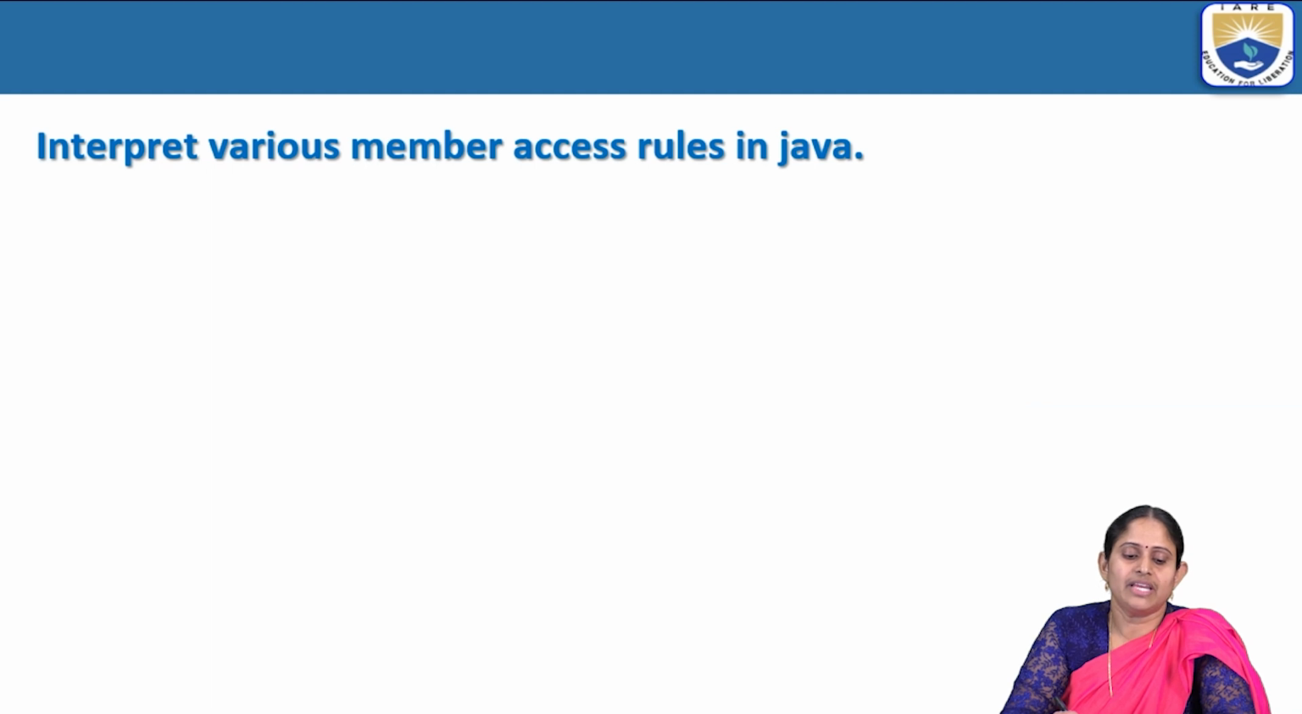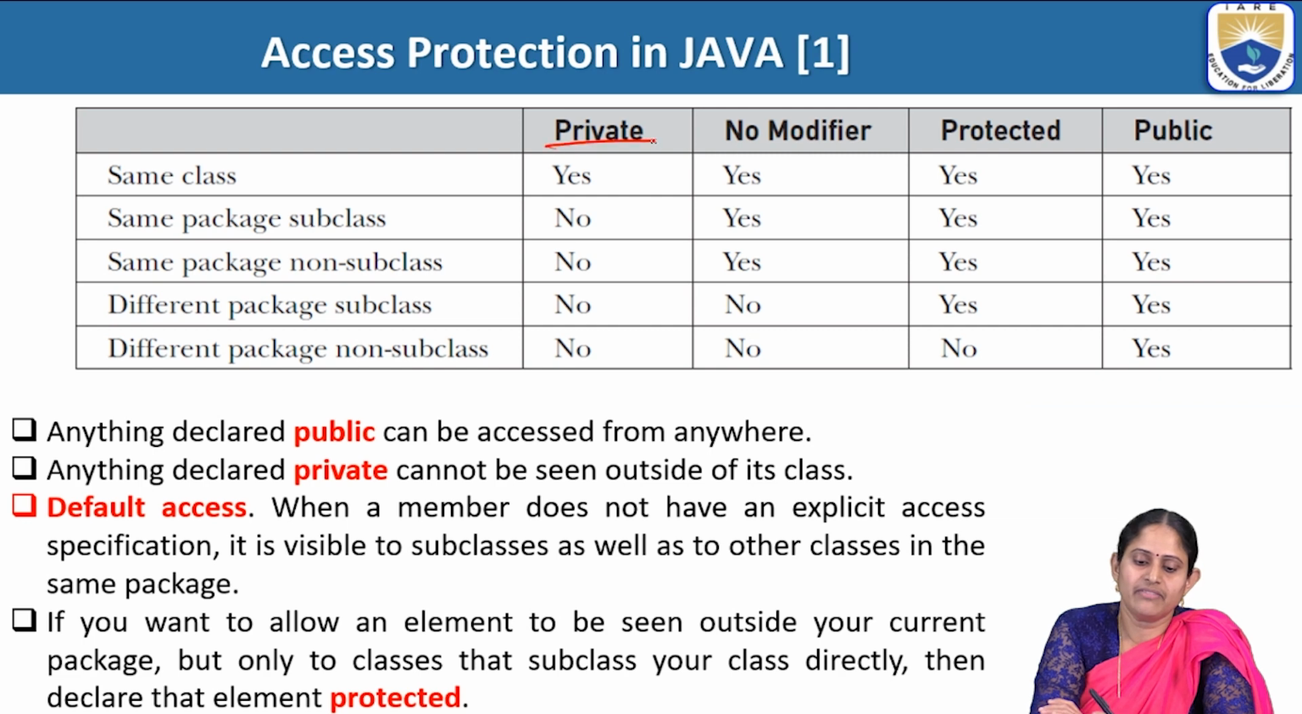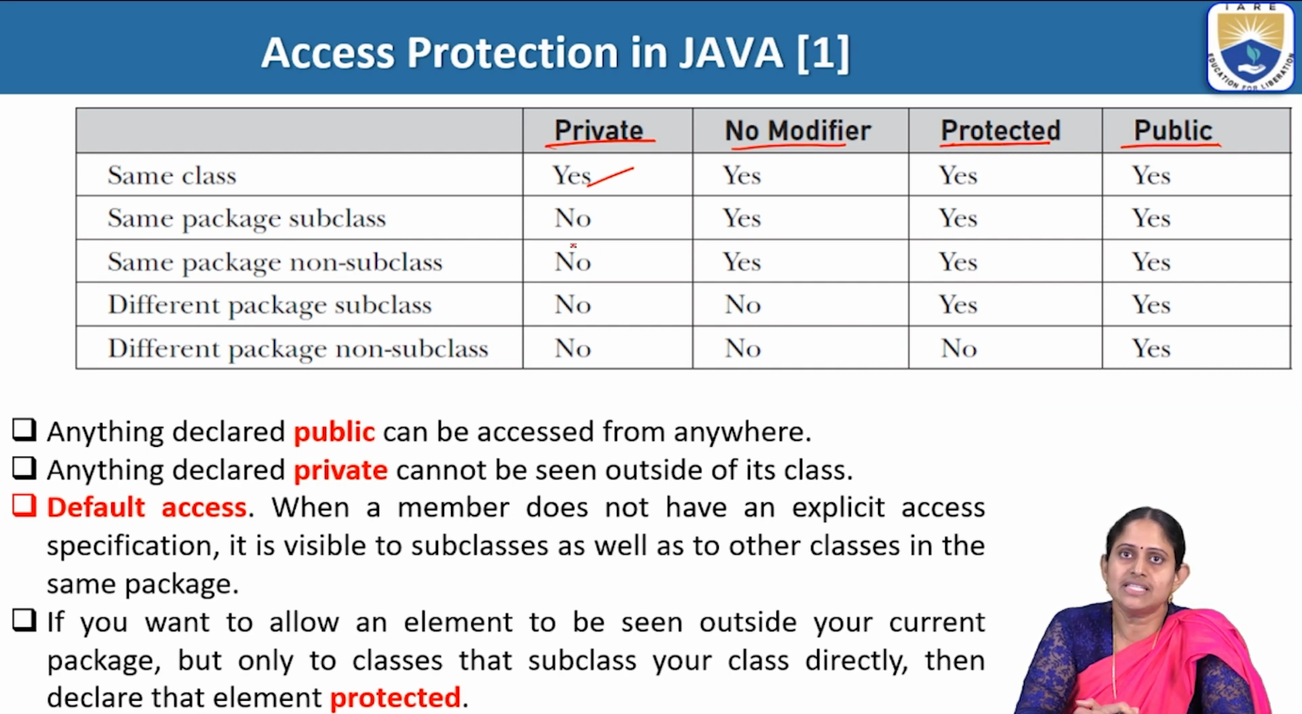Next, interpret various member access rules in Java. These are the various access specifiers available in Java, which provide access protection. We have the private variable, the default variable, protected, and the public. When you declare any variable as private, it can be accessed within a class. A class which is within the same package can also access these.